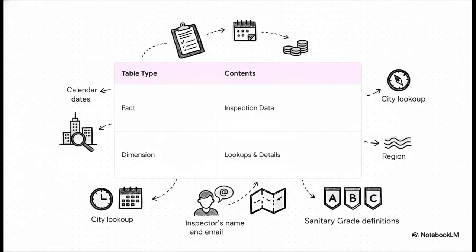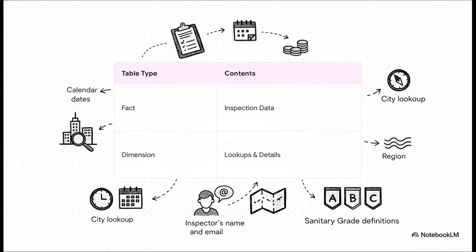Once the data is clean, we have to organize it logically. In data modeling, we separate our data into 2 distinct types of tables. On one side, we have our fact table. This is our restaurant inspection data, the transactional stuff. It holds the date an inspection happened and the numerical scores.